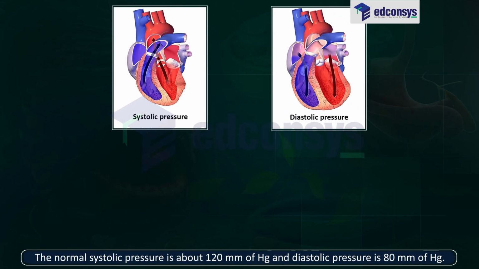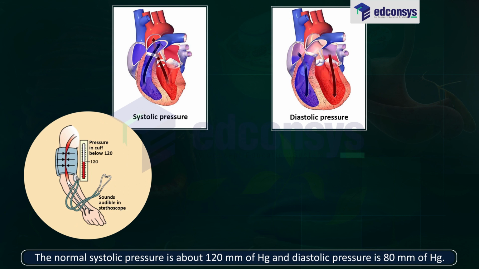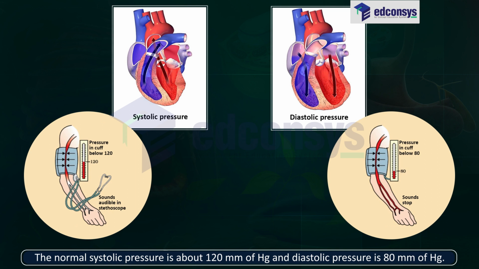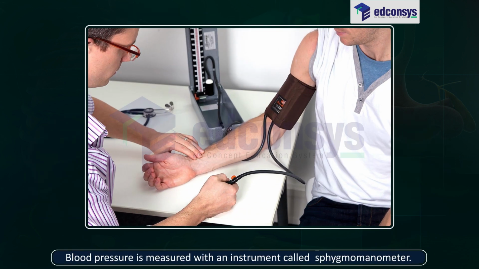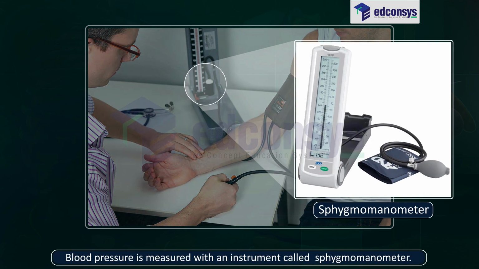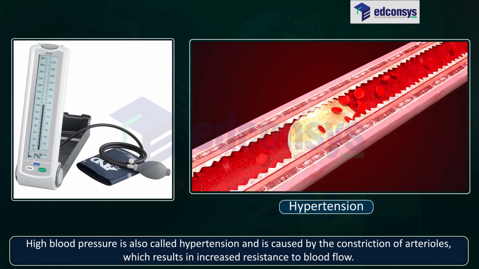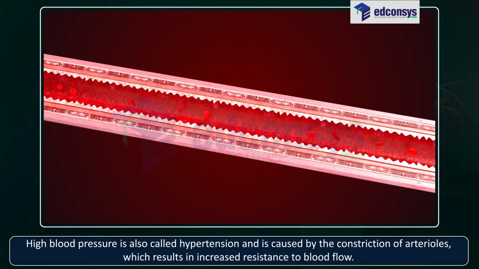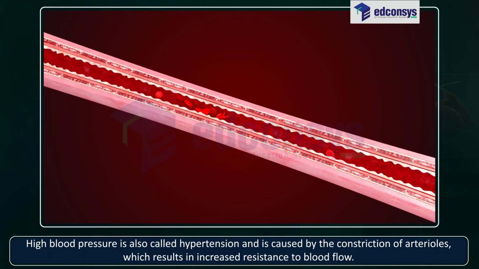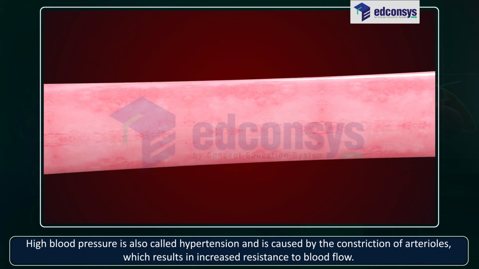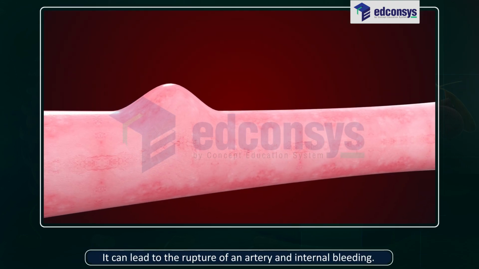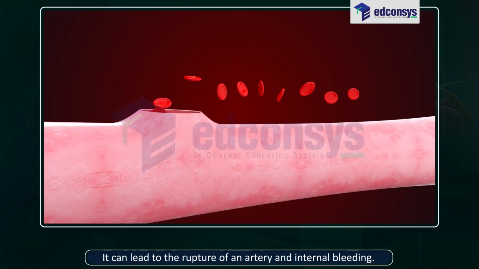The normal systolic pressure is about 120 mm of Hg and diastolic pressure is 80 mm of Hg. Blood pressure is measured with an instrument called a sphygmomanometer. High blood pressure is also called hypertension and is caused by the constriction of arterioles, which results in increased resistance of blood flow. It can lead to the rupture of an artery and internal bleeding.